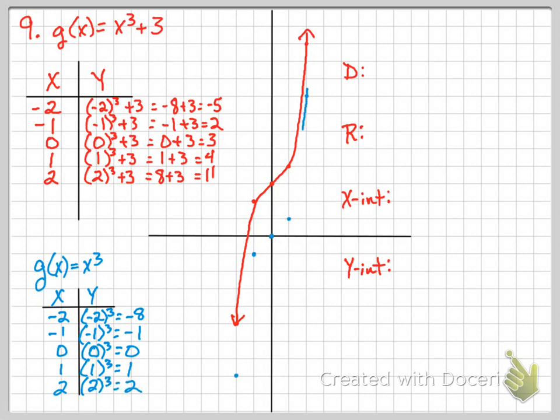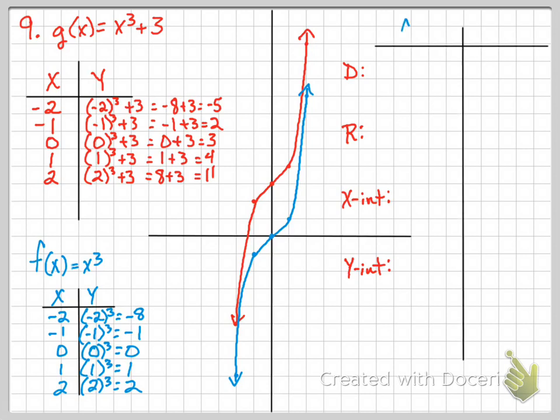Okay, plot that out. Connect those dots. Okay, let's fix that real quick. F of x. There we go. Okay, let's look at the domain and the range of each of these equations, okay?